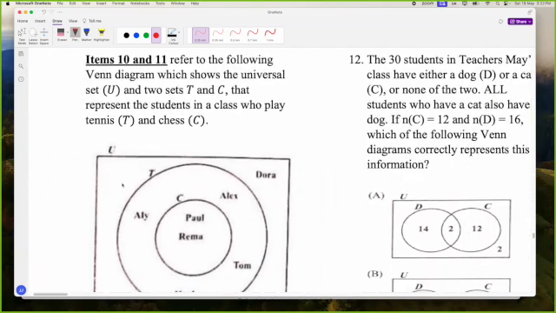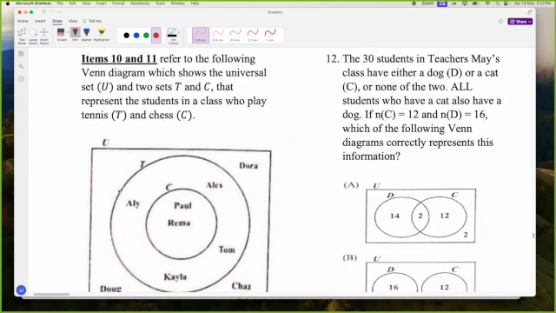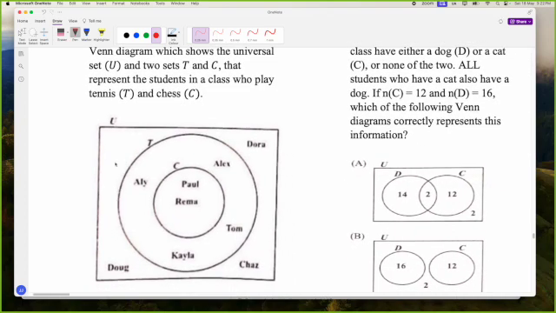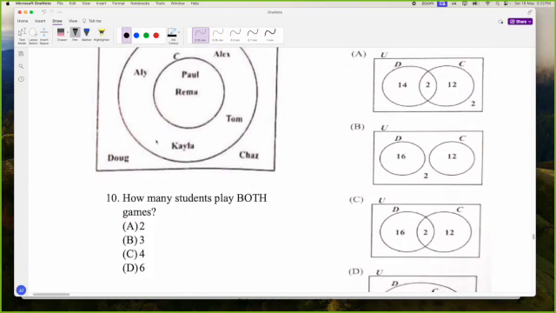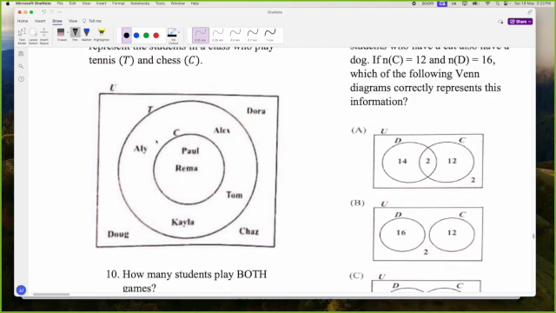Items 10 and 11 refer to the following Venn diagram, which shows the universal set U and 2 sets T and C that represent students in a class who play tennis and chess. You can see here all of the students who play chess also play tennis. That is what we could see here. How many students play both games?